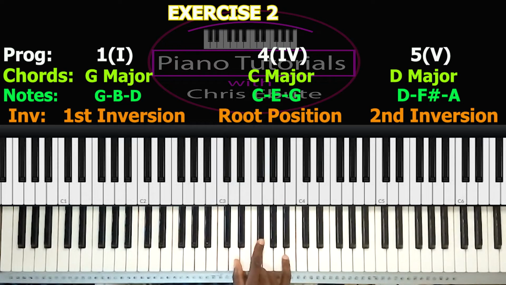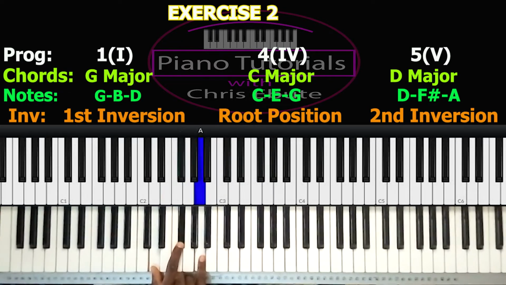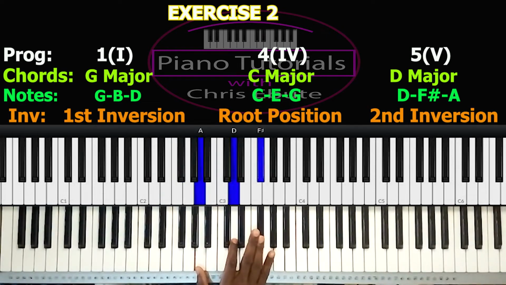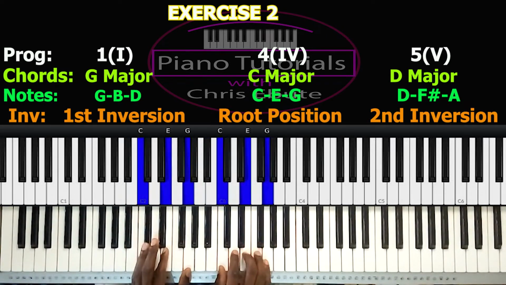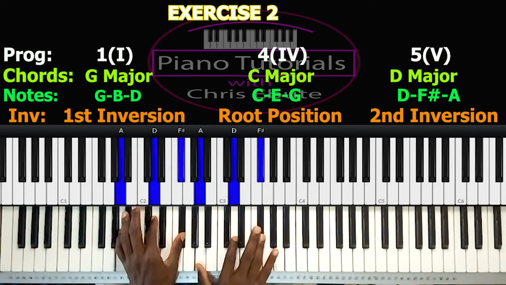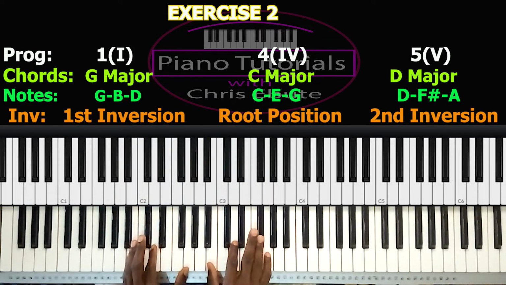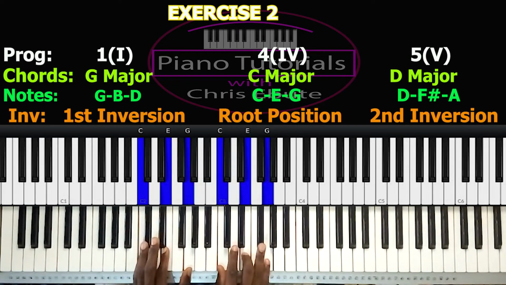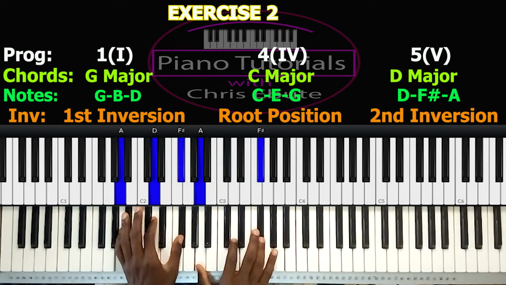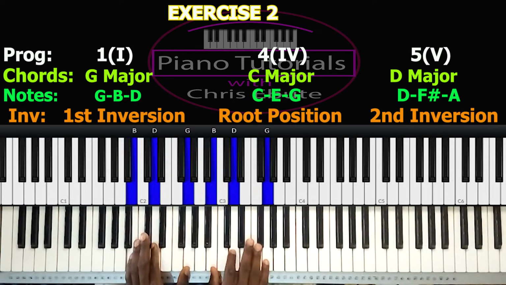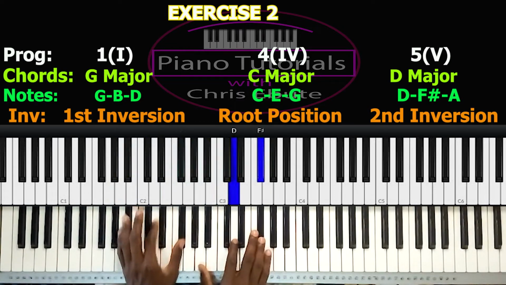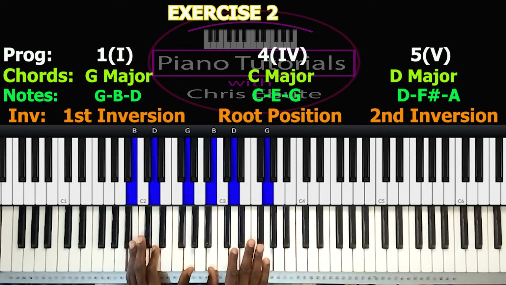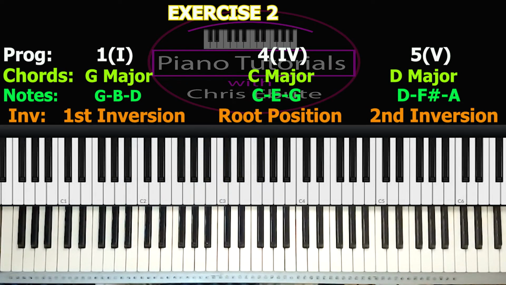So this is the first inversion of the 1 chord, the root position of the 4 chord, and then this is the 5 chord. I'm going to be using the second inversion. So this is the root, first inversion, second inversion. So it goes like this: 1 chord, 4 chord, 5 chord. You see that? So that's that. That's the second exercise.